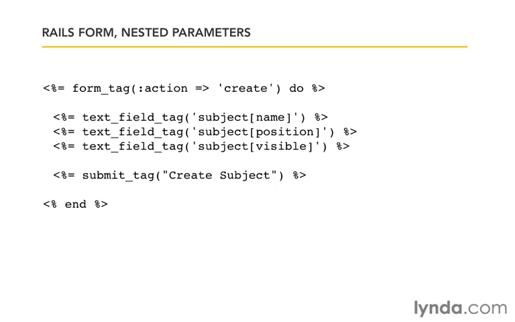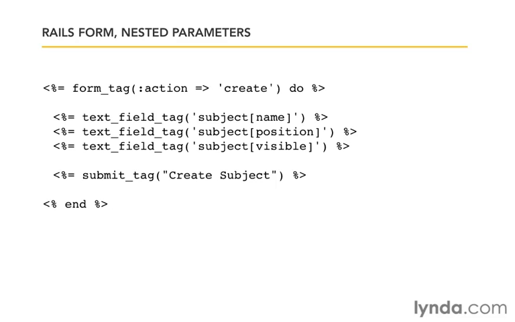In between now, instead of just having HTML, I'm also going to use a couple of other helpers. The text field tag will take care of outputting the text field for me, and I just have to tell it what I want this text field to be called. Subject name, subject position, subject visible. And then look at that submit tag. That really saves us a lot of typing. I always have a hard time remembering what a submit tag structure looks like. Now I can just type submit tag and what text I want to go on that button. So you can see that we've saved ourselves a lot of typing and we've been able to do it in a very Ruby sort of way.